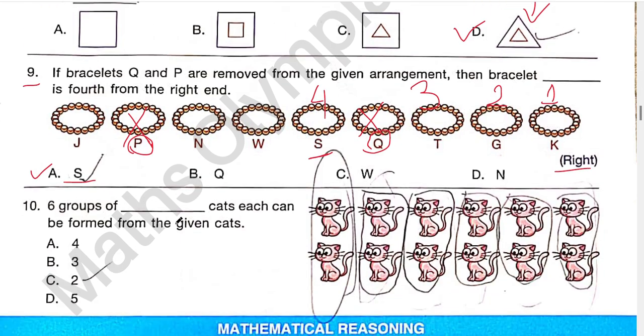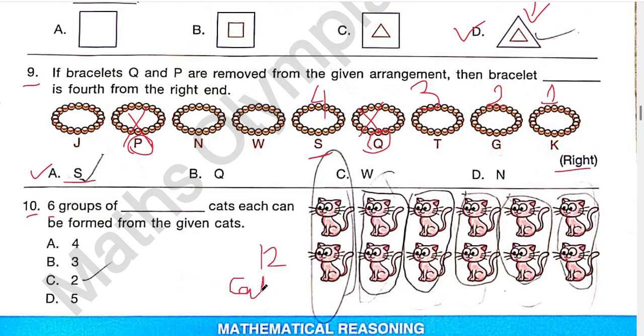We should select this. Question 10: 6 groups of dash cats each can be formed using the given cats. So what we are doing here, we are forming 6 groups. How many total cats are there? Let us count. There are 1, 2, 3, 4, 5, 6, 7, 8, 9, 10, 11, 12. So in all 12 cats are there.